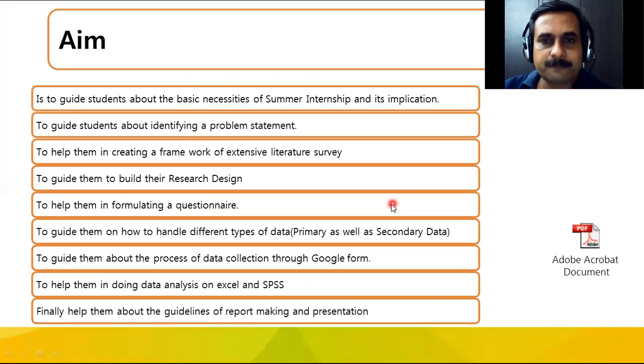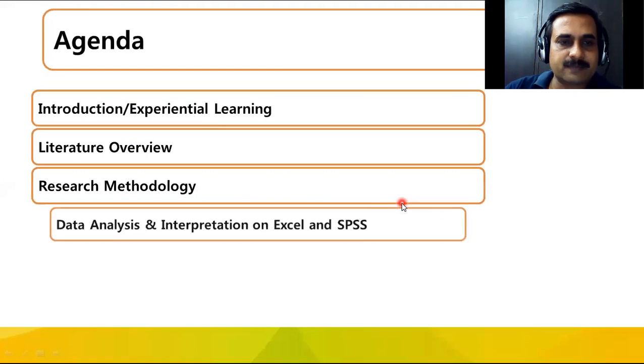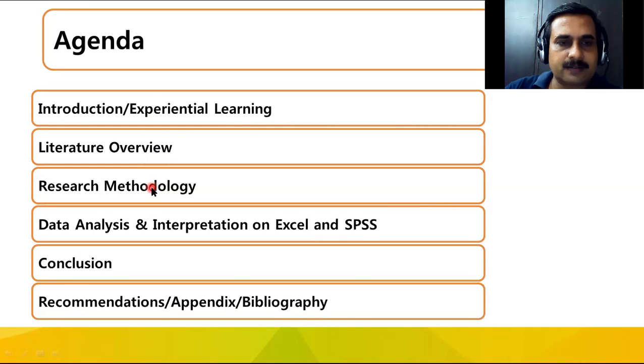Let's move further. Apart from it, I think there are 6 segments. Introduction and experiential learning would be the first part of the lecture series. Second part would be extensive literature survey. Then third part would be your research methodology. Fourth would be data analysis, interpretation on Excel and SPSS. Then conclusion, recommendation, appendix, and bibliography. These are the basic major segments of the entire lecture series.